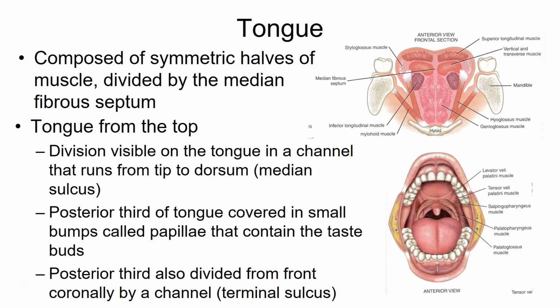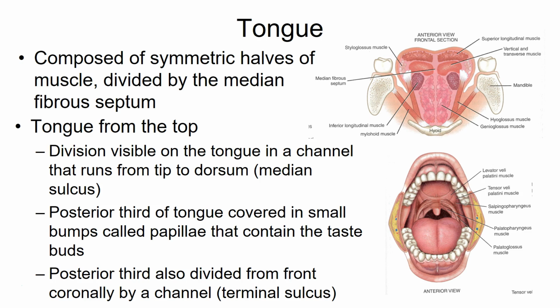The tongue is a speech articulator that's composed primarily of muscle. In this case, the tongue has left and right halves of muscle that are divided by the median fibrous septum. Looking at the tongue from the top, you can see that division in a channel that runs from the tip of the tongue to the tongue dorsum called the median sulcus.